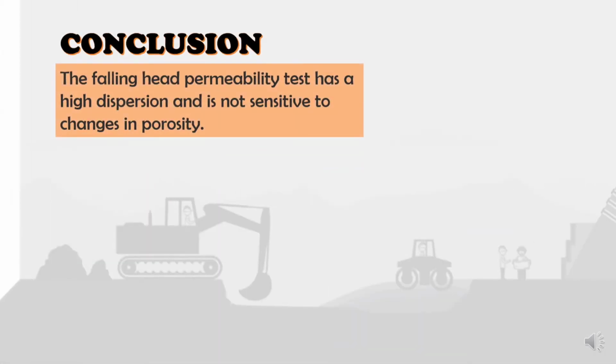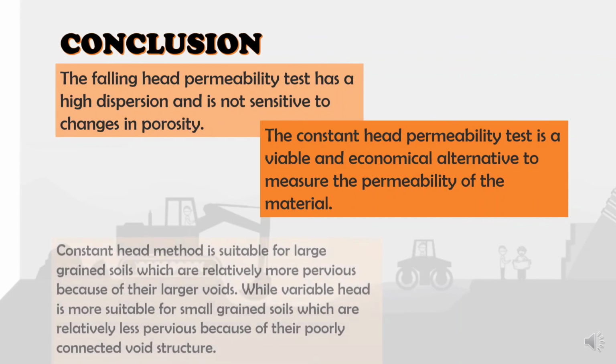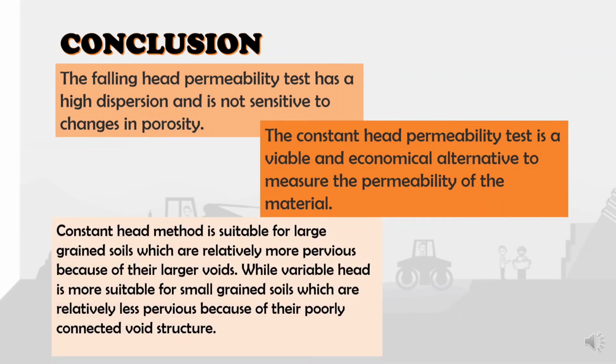Conclusion. The falling head permeability test has a high dispersion and is not sensitive to changes in porosity. The constant head permeability test is a viable and economical alternative to measure the permeability of the material. And lastly, constant head method is suitable for large-grained soils which are relatively more pervious because of their larger voids, while variable head is more suitable for small-grained soils which are relatively less pervious because of their poorly connected void structure.